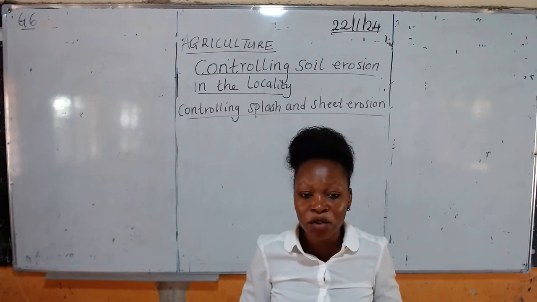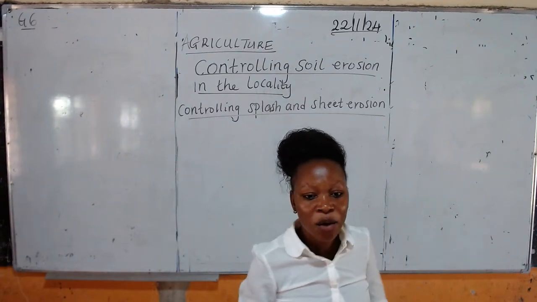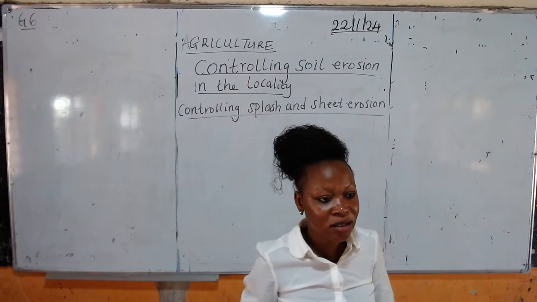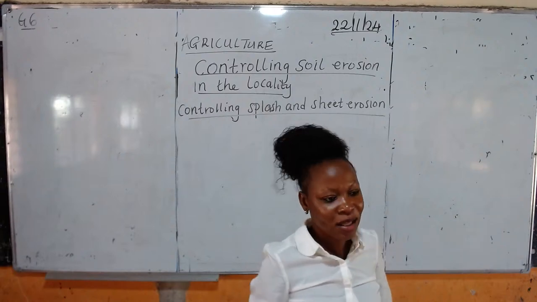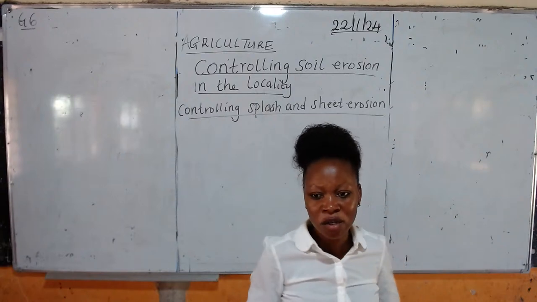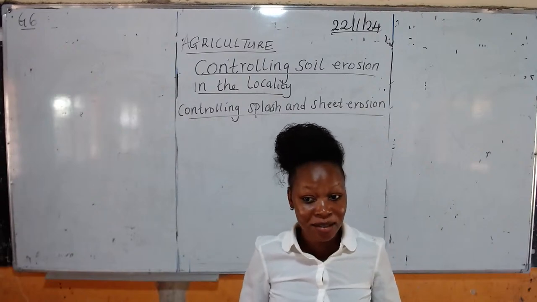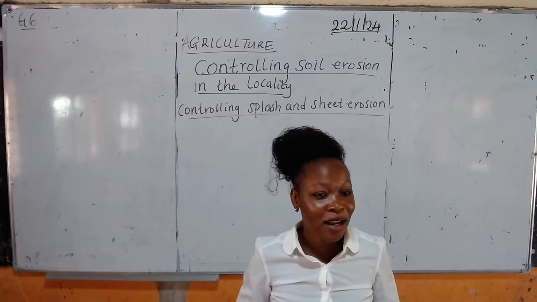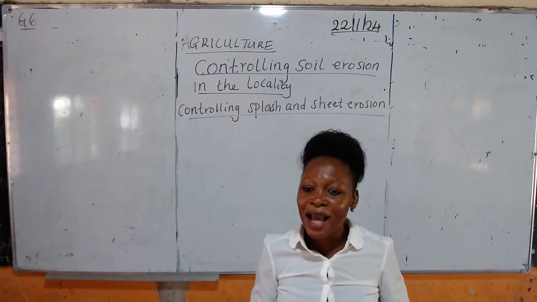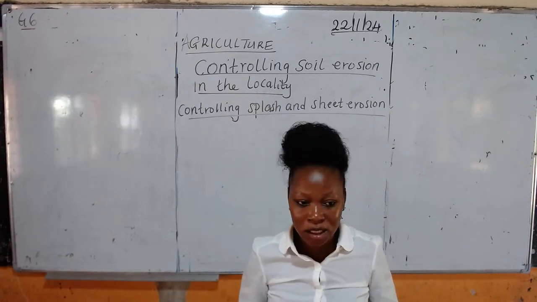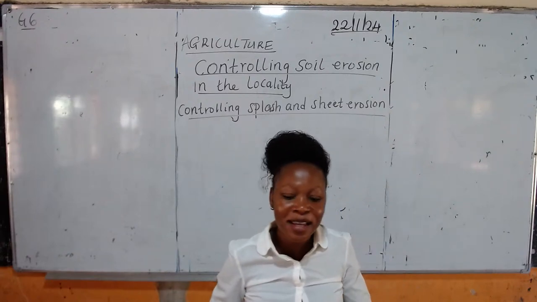Apart from the two, we have talked of mulching, we have talked of planting trees. What else can you do that can prevent soil erosion? Yes, Belen? Making gardens. No, not really. We are looking at splash and sheets. We cannot build gardens. Yes, Fatma?